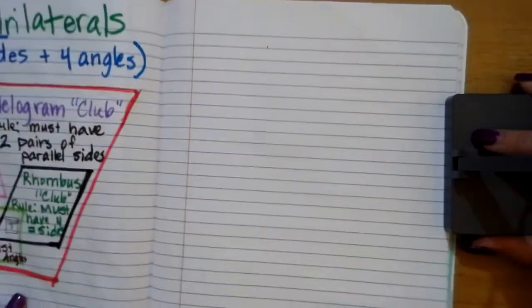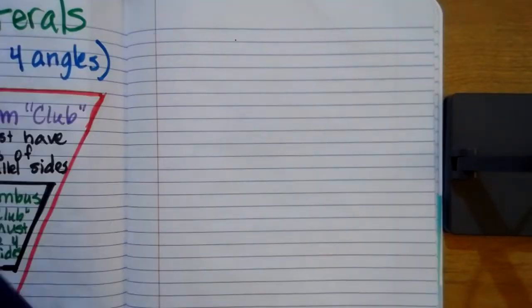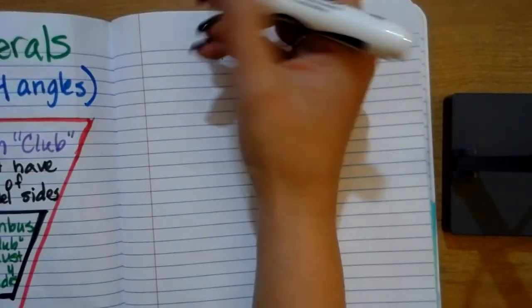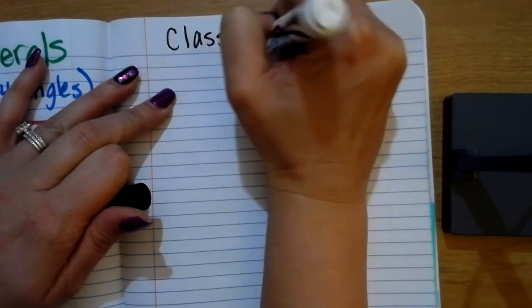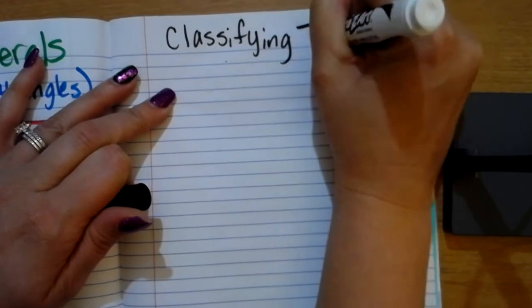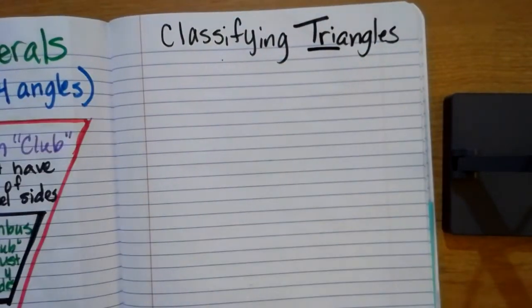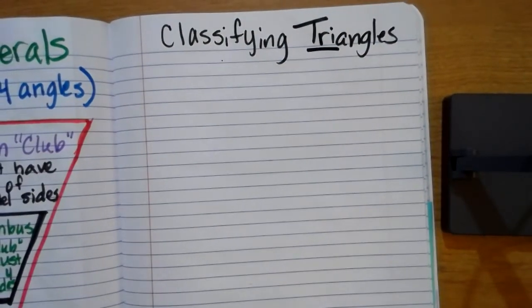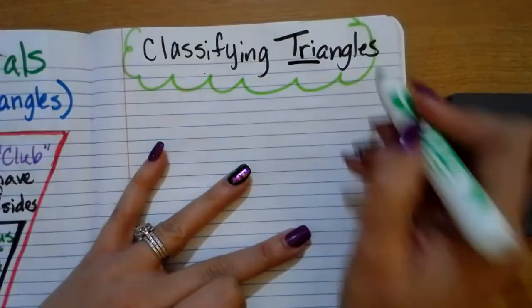Okay? Other page. I would like you to title the top of your page Classifying Triangles. We need to know that tri means 3. 3-sided, okay? So I'm going to make this fun and pretty. Oh, I left off my S.